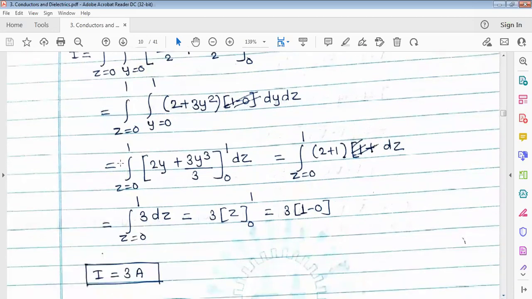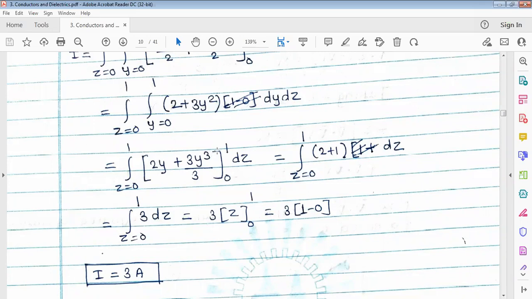Okay, so now integrate with respect to y. Integration from z is equal to 0 to 1 will remain as it is. Just integrate with respect to y. So it is 2y, right? It is 2y plus 3 y cube divided by 3 from 0 to 1, into, now only dz will be there. Okay, so here it is given. So if you solve this, it is equal to integration from z is equal to 0 to 1.